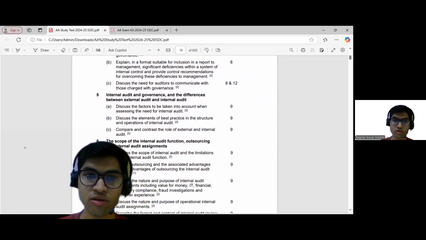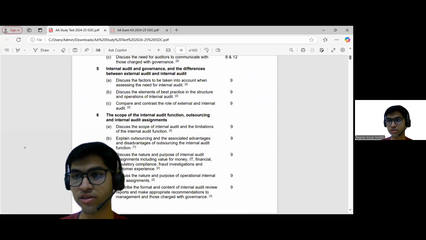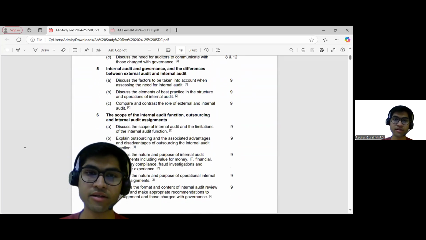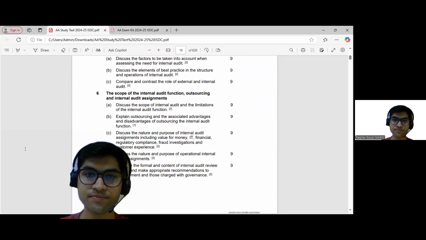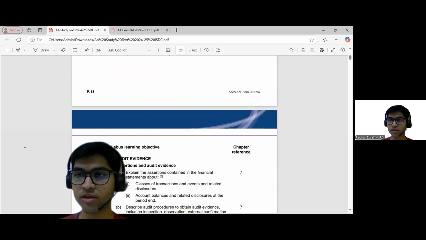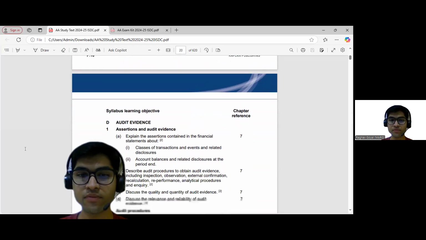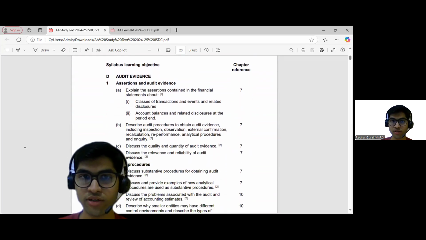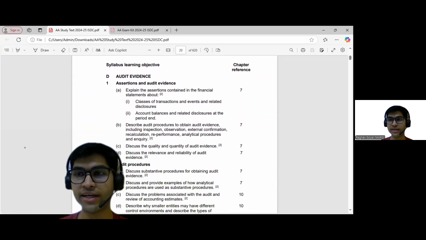Then we have more on internal audit, the function of external and internal audit linked together, the scope of the internal audit, and how it can be incorporated in the entity. After that, we have audit evidence to support our findings.